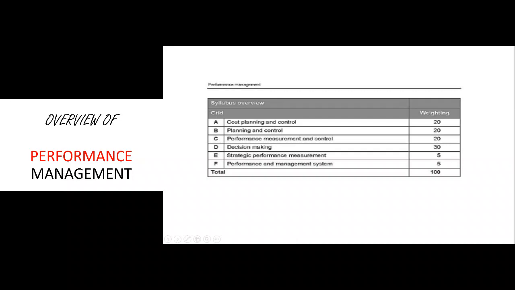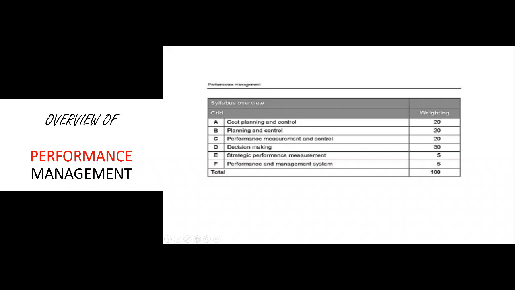It's broken down into A, B, C, D, E, F parts. The A part carries the weight of 20%: cost planning and control. Cost planning and cost control, 20% of the syllabus. Then planning and control, weighted 20% too. Then performance measurement and control, 20%.